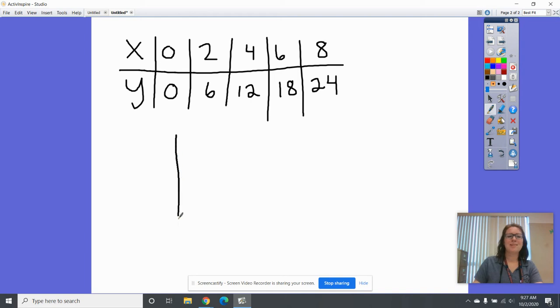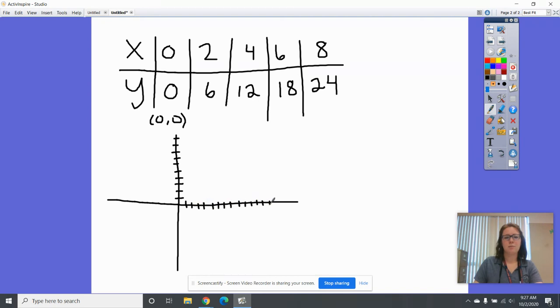I'm going to go with the graph first, just because it's so easy. The points are already here for me. This is 0, 0. X is always first. And keep in mind, same as last time, this will not be perfect. Also, I see a flaw in the choice I've chosen because the numbers are so big. So we'll see how that goes.